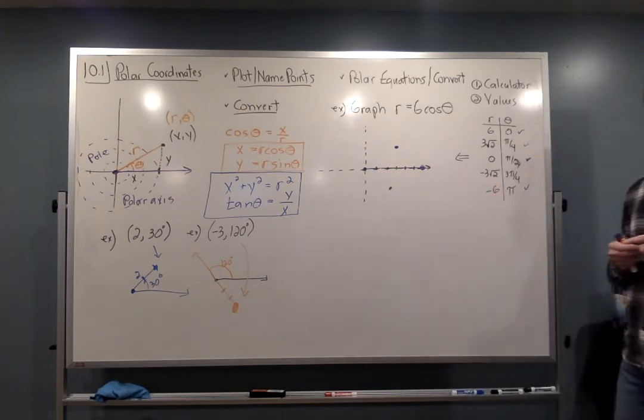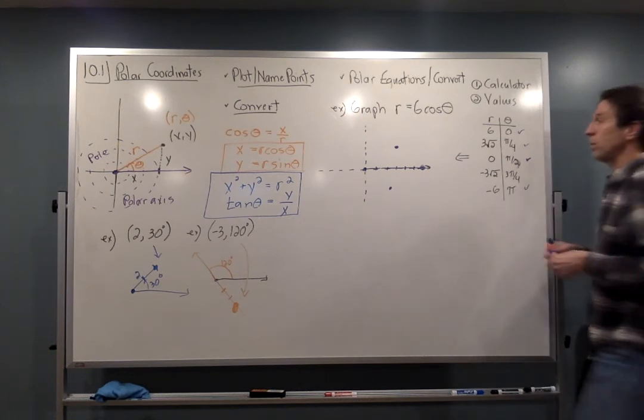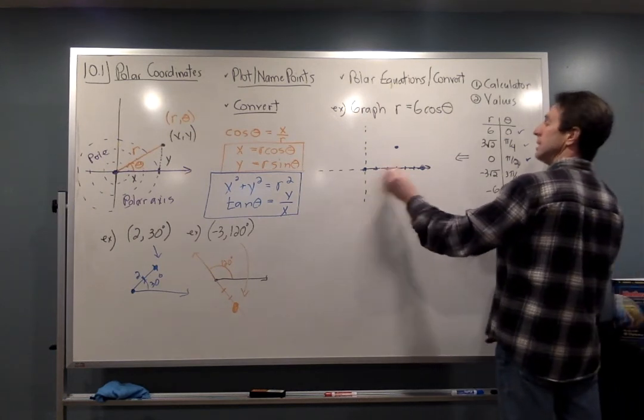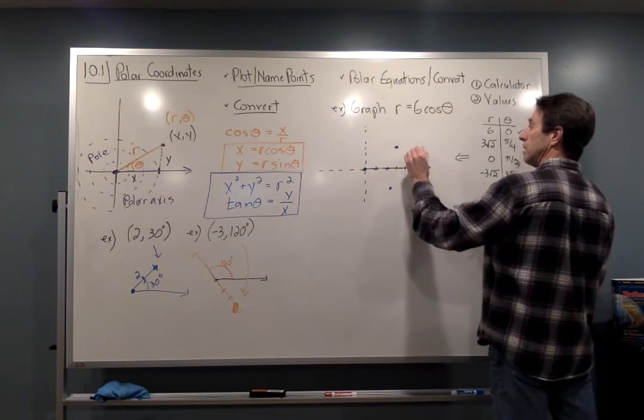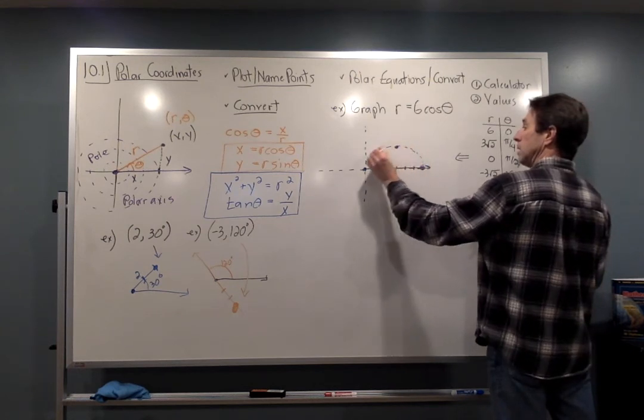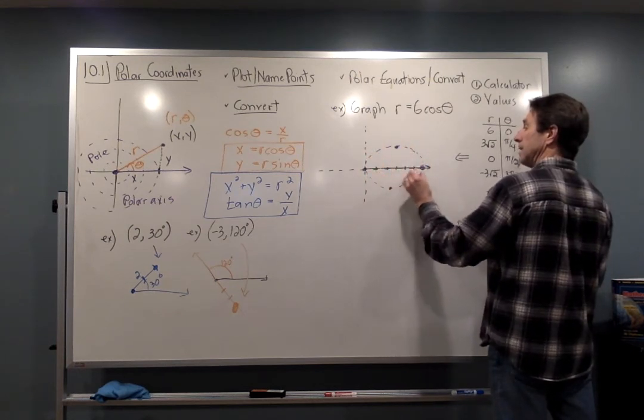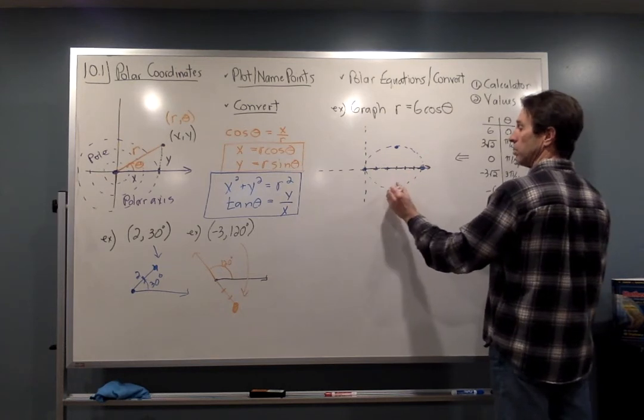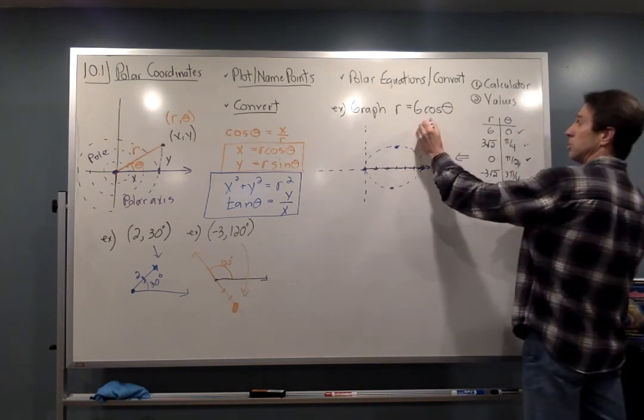Well, to make a long story short, if we would continue to find enough points, what we would notice is that this is my first point, and I basically get a circle. Should have moved that over a little bit. So this is a circle.